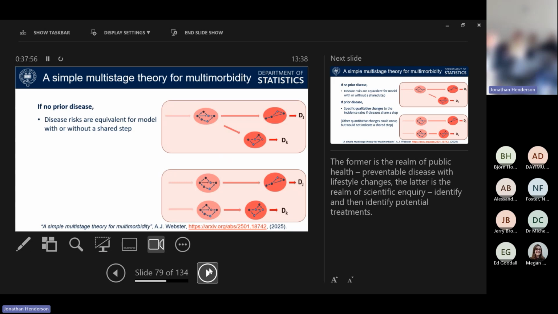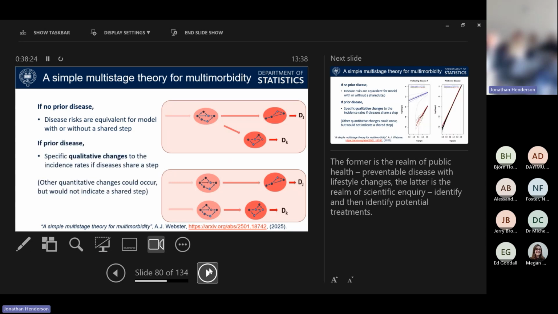On the other hand, the moment that you observe one disease, say disease J, then if the situation is this model, the rate at which you will observe disease K in subsequent observations will be much higher, and you can use that to indicate the presence of a multi-stage disease process. So, rather than there being a shared step.